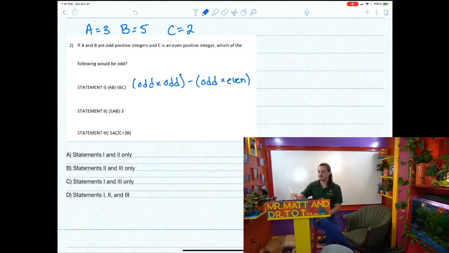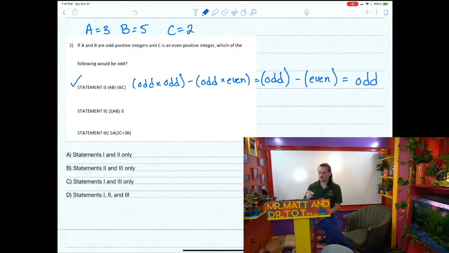An odd times an odd will always result in an odd output. And an odd times an even will always result in an even output. An odd minus an even will always result in an odd. So statement 1 is going to be true.